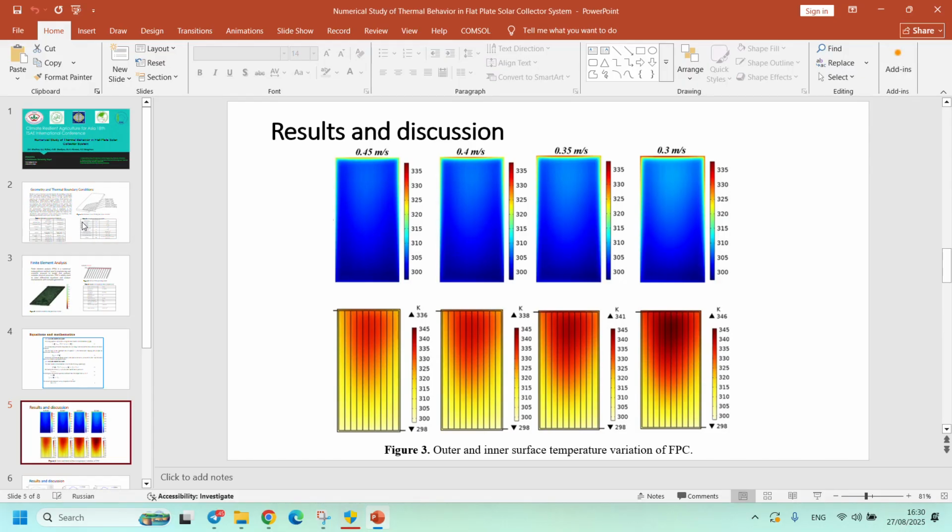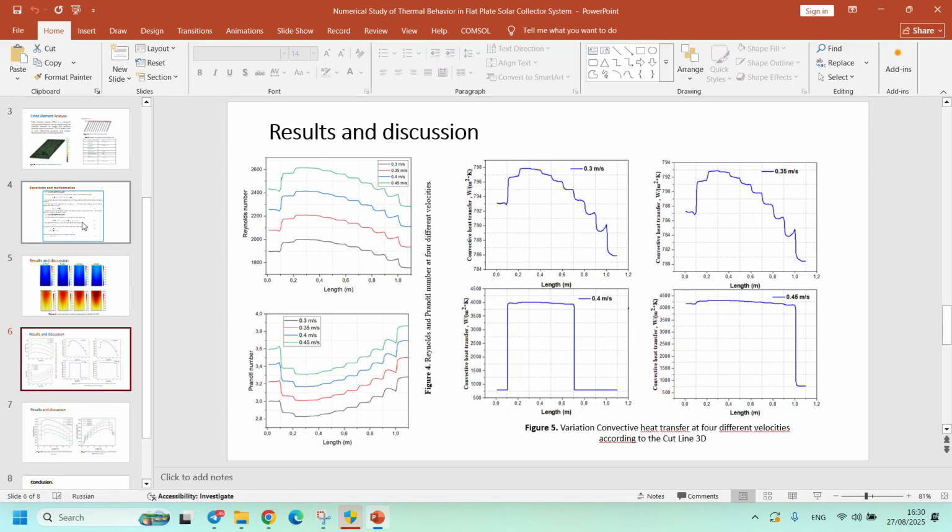And we have simulated the system at 4 different inlet velocities. In the four different inlet velocities, you can see the surface temperature variations of the flat plate solar collector. The maximum surface temperature variation is observed with the lower inlet velocity of 0.3 meter per second.